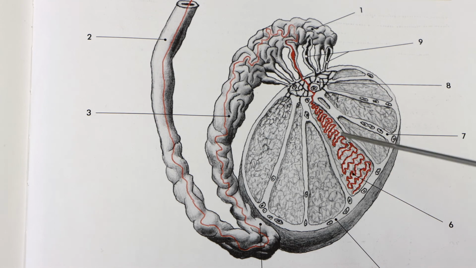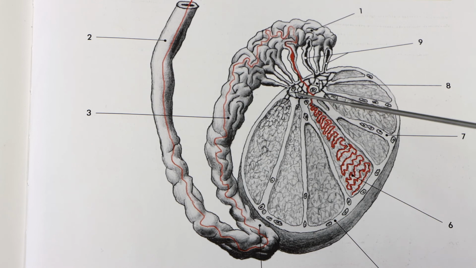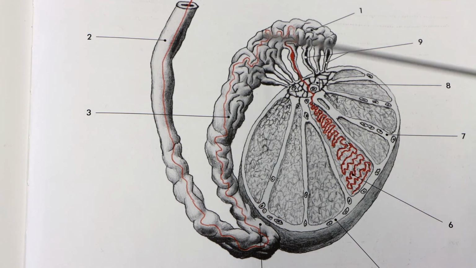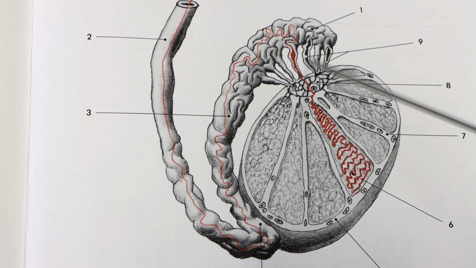These seminiferous tubules at the apex of each lobule are directed toward a network of ducts called rete testis. The rete testis is the network of ducts connecting the straight part of the seminiferous tubules to the ducts leading to the head of the epididymis, which I'm going to discuss in a while. These ducts are called efferent ducts or efferent ductules.